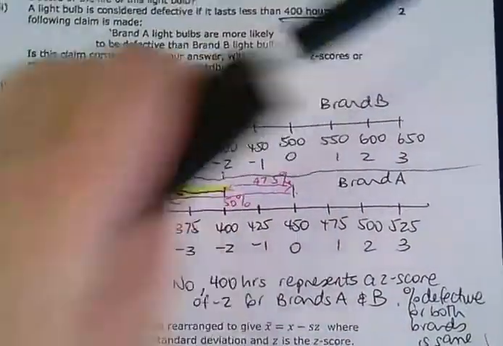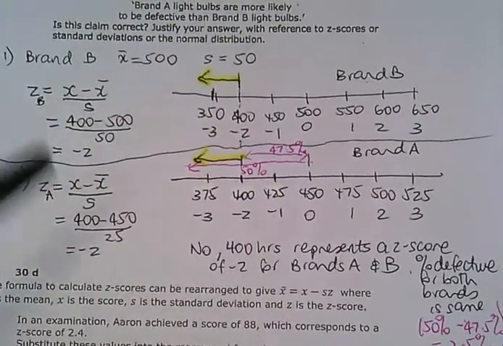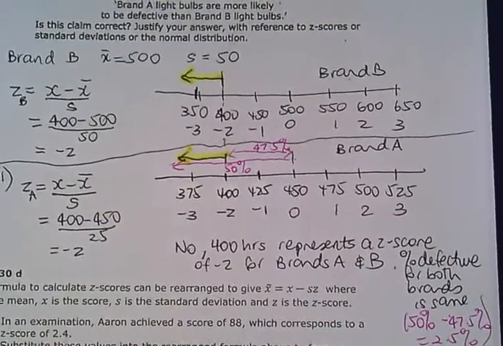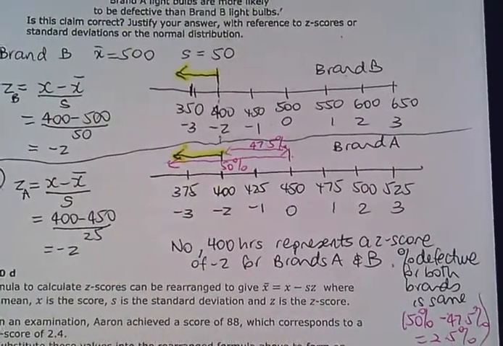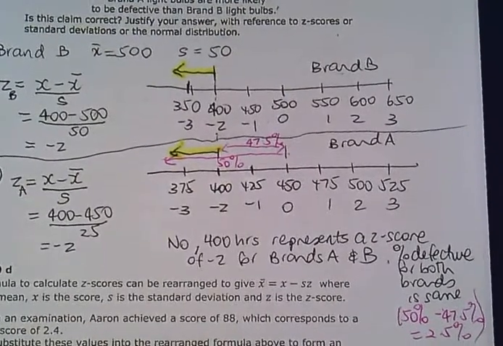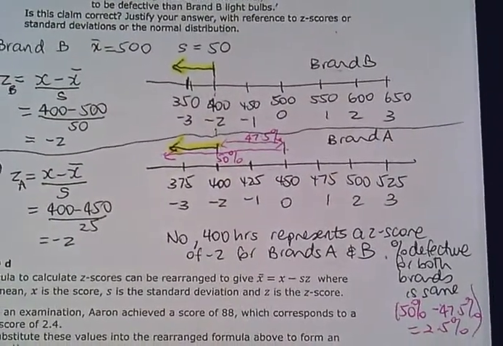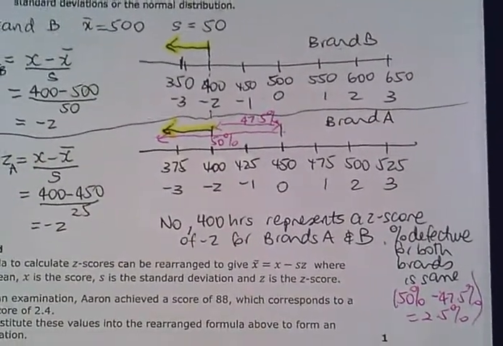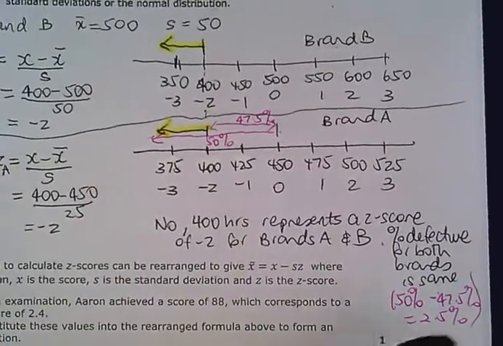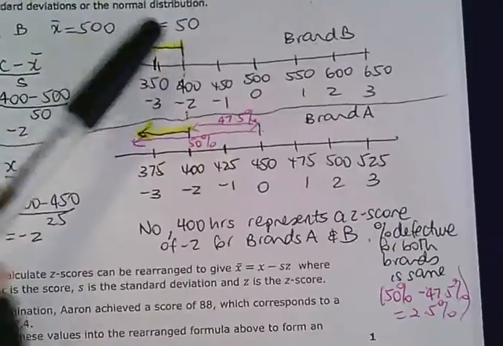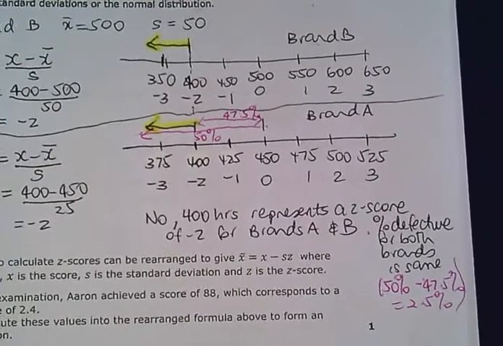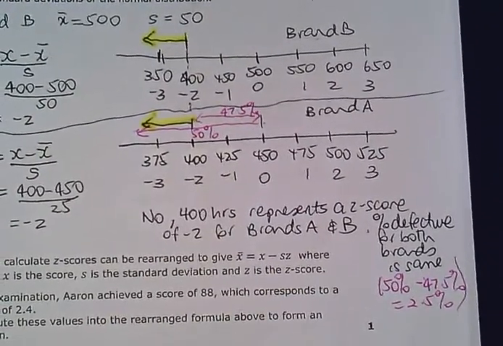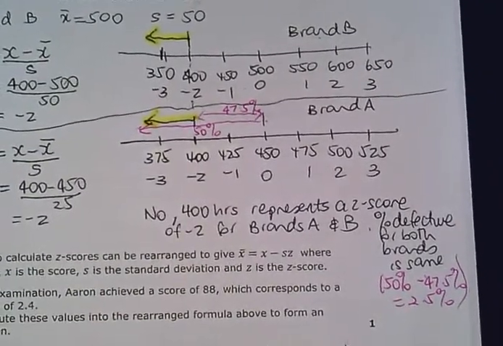Worth 2 marks. It would be 1 mark to say that the Z-score for both is -2, and 1 mark to then either say whether he's correct or incorrect with justification. Not to say no, that's not good enough. You need to say no, it's incorrect because they both have the same percentage that would be defective. I don't think you'd need to work out the 2.5%, but you could show it on the graph, that it's from Z-score -2 down. That's the percentage that are defective for both brands, so it's the same.